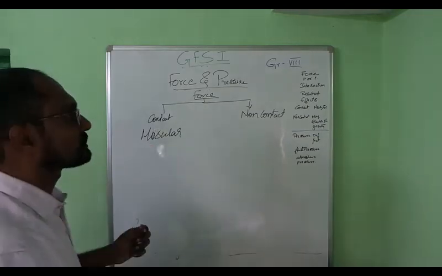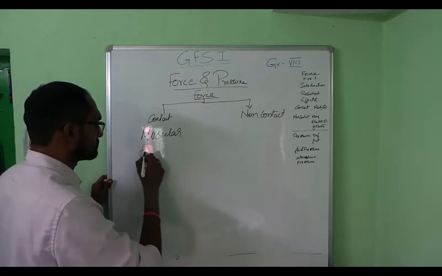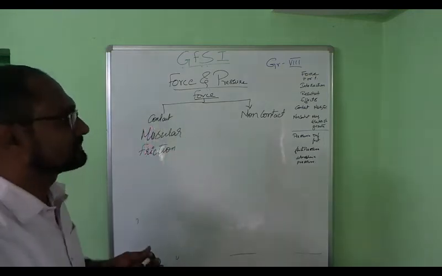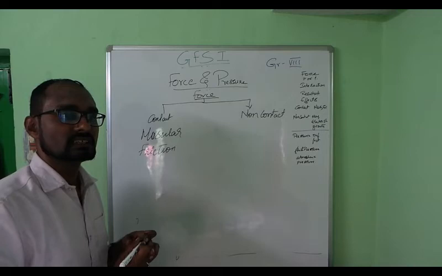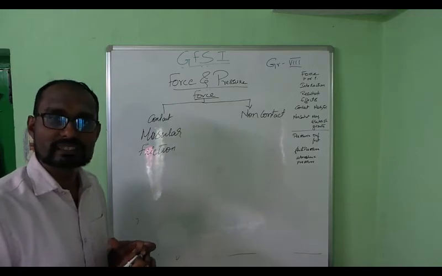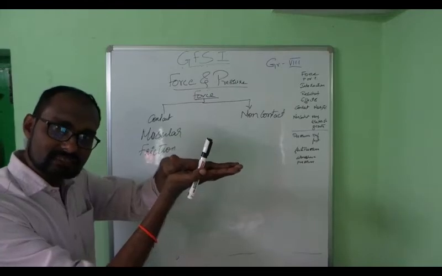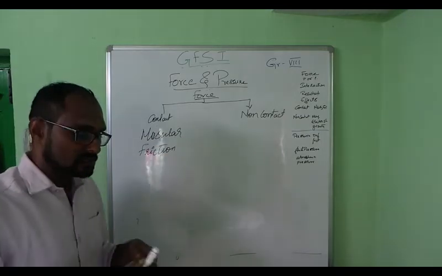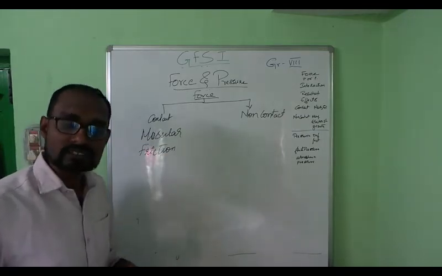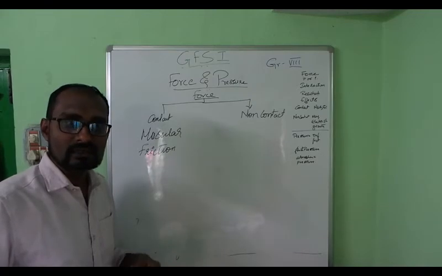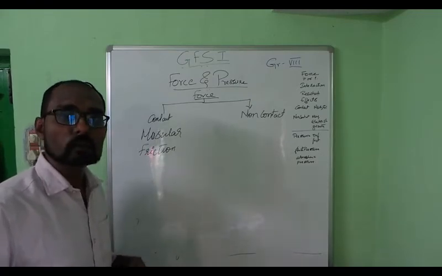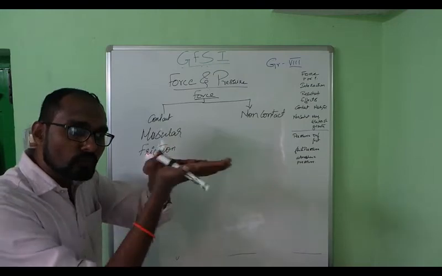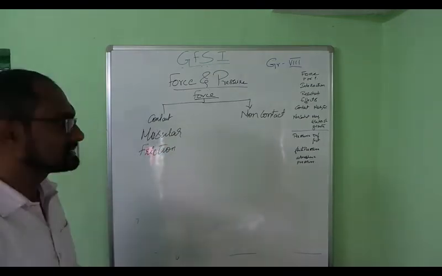Now the second type of force is friction. How do we define friction? Friction is a force that acts between two bodies which are in contact with each other and does not allow one body to slide over the other. So friction is a contact force, to be more accurate. Friction is a contact force which opposes relative motion of two bodies. It does not allow one body to move over the other body. Okay, so that is friction.